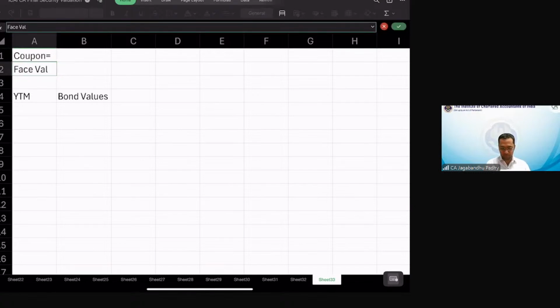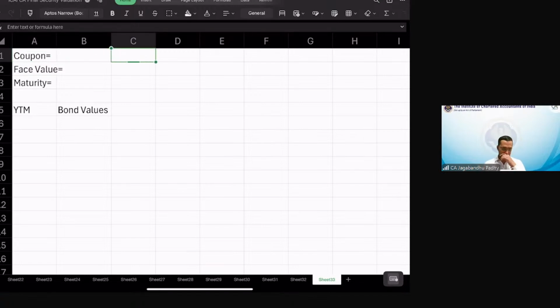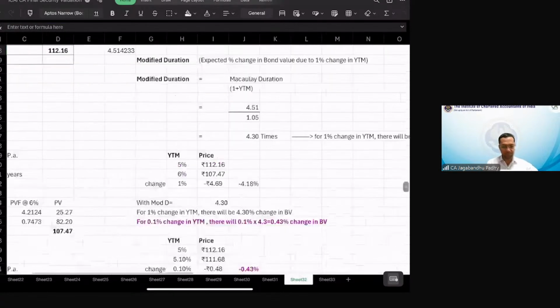Is it a direct relation or an inverse relation? There's an inverse relation, correct? Right. So there's an inverse relation between YTM and the bond value. So let us take an example, suppose I'll take this same example.